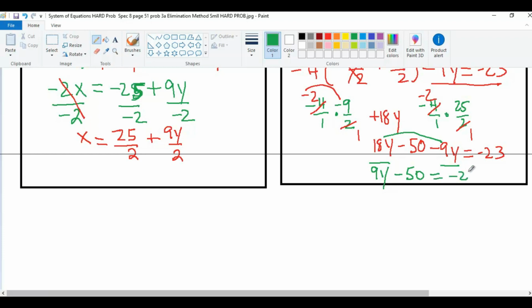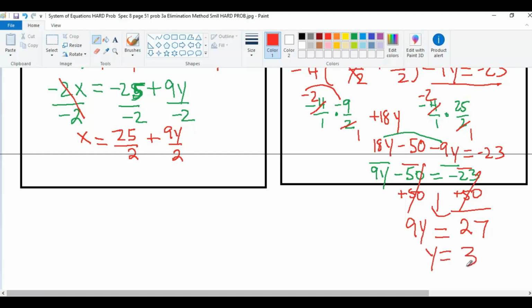equals negative 23. Now we have to ask ourselves, what are our like terms? Once again, you have negative 50 and negative 23. Which one do we move? We move the 50, make it positive 50. Move it on this side, make that positive 50. These two signs are different. When we subtract, we should get 27 if you did it correctly. Equal sign, bring that down. Bring the 9y down. And y is going to be equal to, yes, 3.